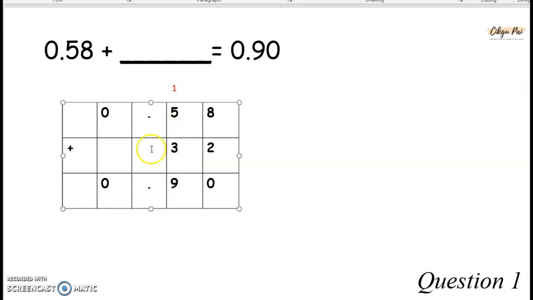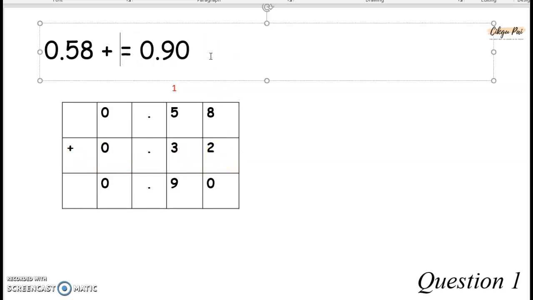Now the next one. Don't forget to put your point. Here there is no carry number. So in order to get 0, we have to add 0 plus 0. So what is the answer? 0.32. You need to write here 0.32. So that will be your answer. Let's look at example 2.